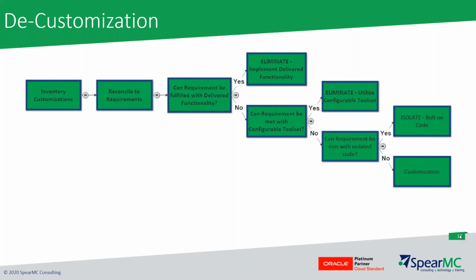Oftentimes they can't, and you really need to consider this configurable decustomization tool set. There's multiple items for that. Things like page and field configurator, forms and approvals. There's activity guides. There's all sorts of different kinds of things that you can do to simply move some of those previous customizations to delivered configurations. And here in a second, I'll talk a little bit more about some training we have for this.